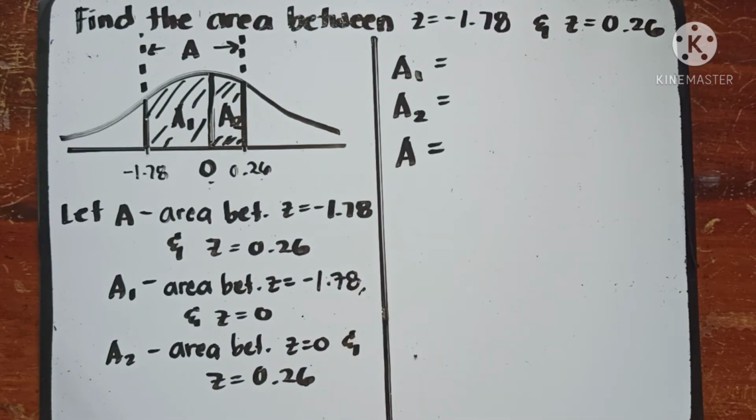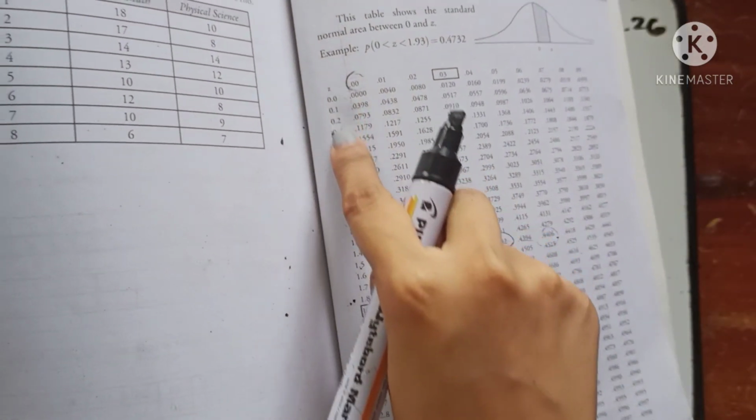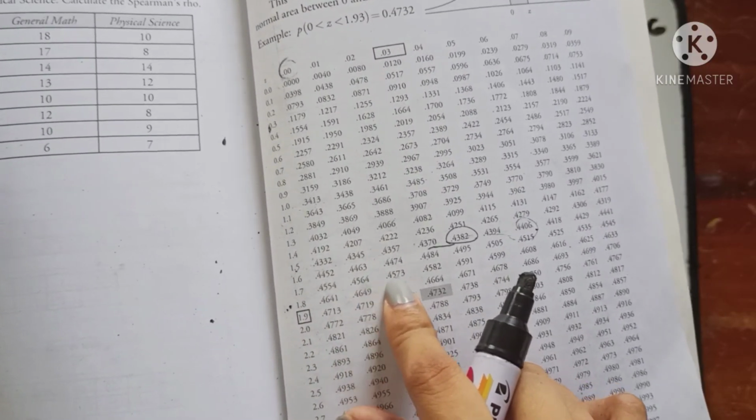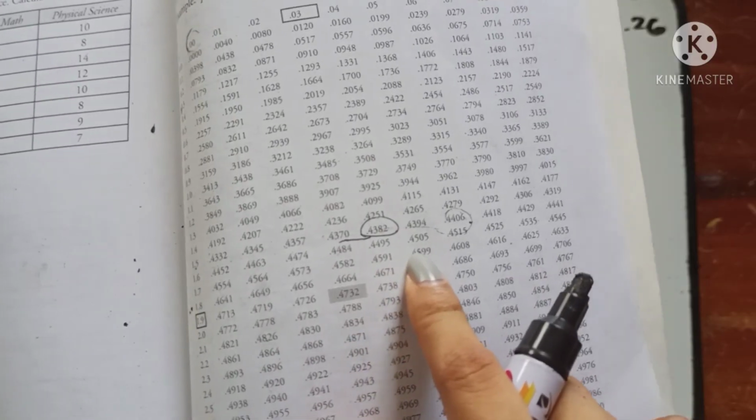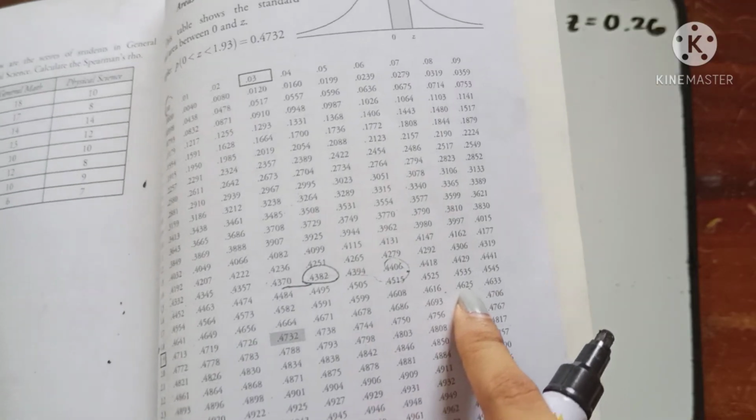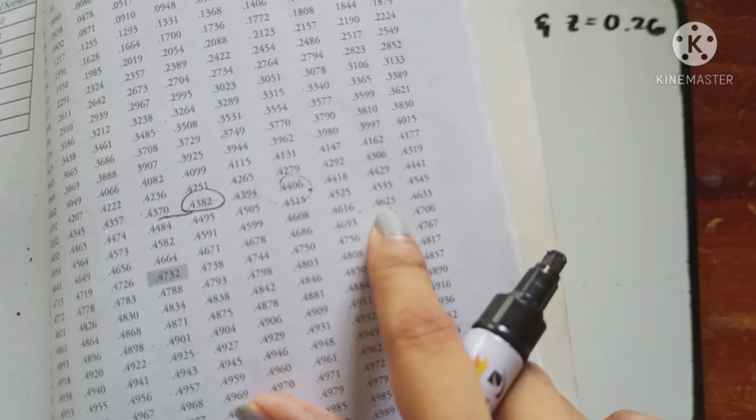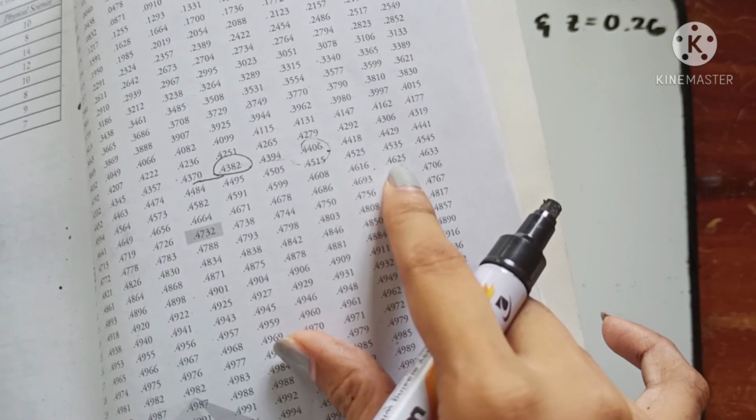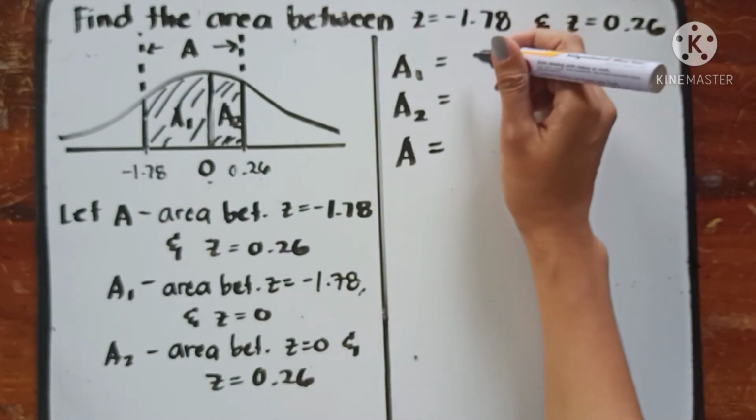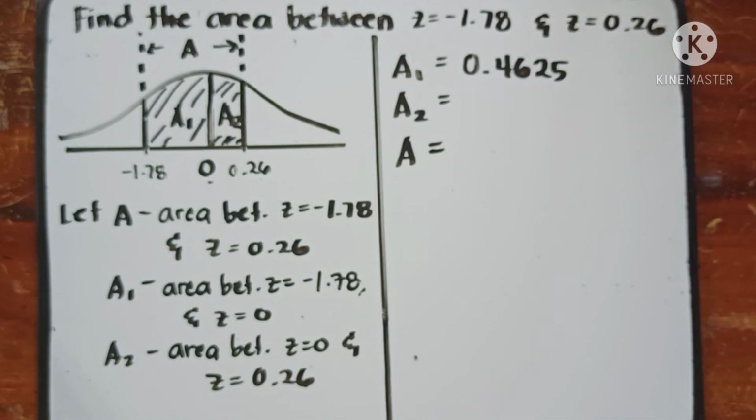So, hanapin sa ating z-table, 1.78. Hanapin si 1.7. Ayan. So, 1.70, 71, 72, 73, 74, 75, 76, 77, 78. Okay? So, 1.78. Okay. And that is 0.4625. So, that is our A sub 1. And how about our A sub 2?